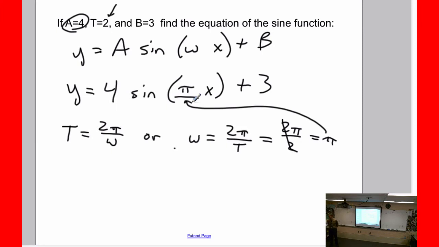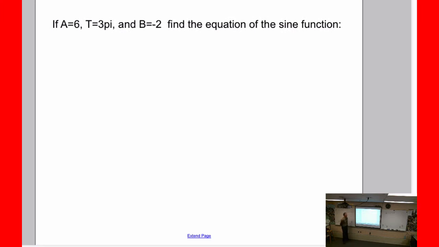I think that's easier than graphing. Because with graphing you have to shift and flip, and it's not necessarily difficult, as much as it's just work, time consuming. So w is equal to 2 pi over t. All right, let's do another one.